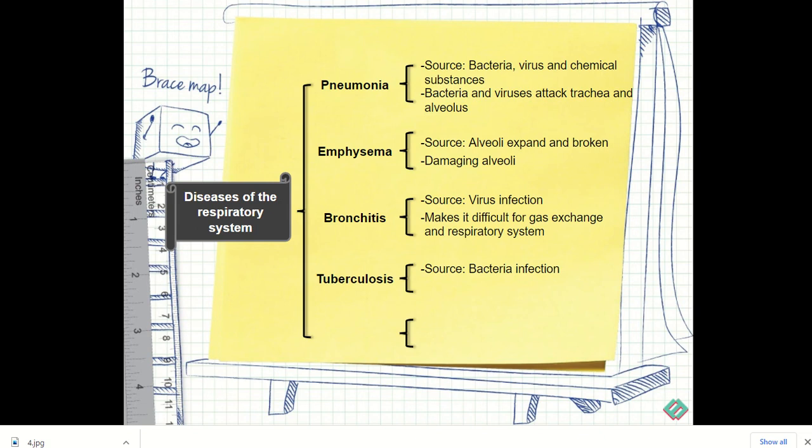Okay, tuberculosis is because of bacteria infection, and bacteria attack the lung. And lastly we have asthma. Okay, mostly from cigarette smoke. Passive smokers can usually get it too. Okay, we have passive smokers, second hand smokers, and we also have third hand smokers. Third hand smoker means you don't even meet the person.